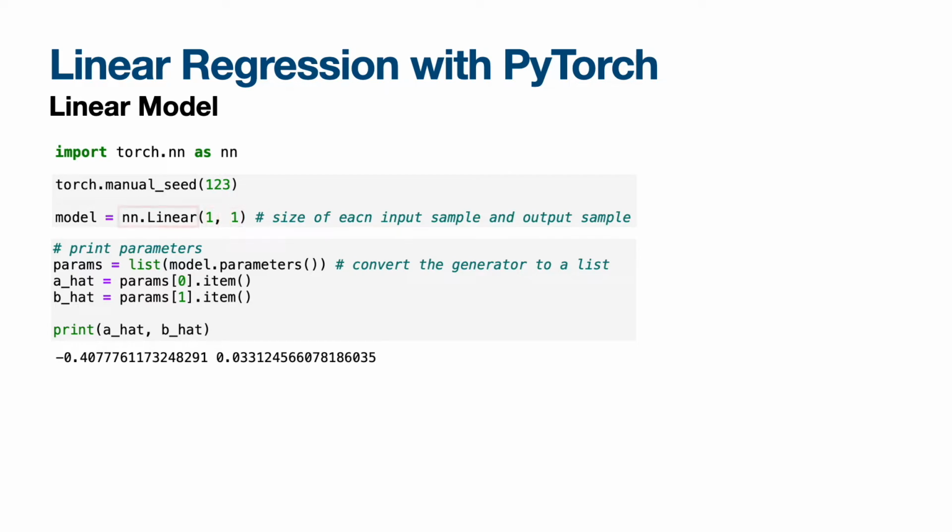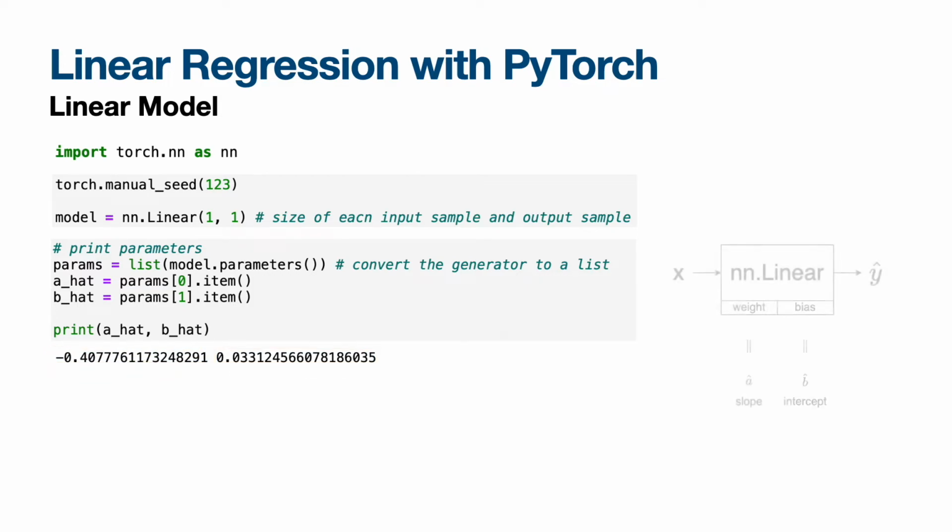Inside nn.Linear, it randomly initializes a slope and an intercept. This is why we fixed the random seed. We can access the randomly initialized slope and intercept values via the parameters method, which returns a generator object. I convert the generator to a Python list and check the first and second parameters, calling the item function to get a Python native scalar value. As you can see, the slope and intercept values are randomly initialized.